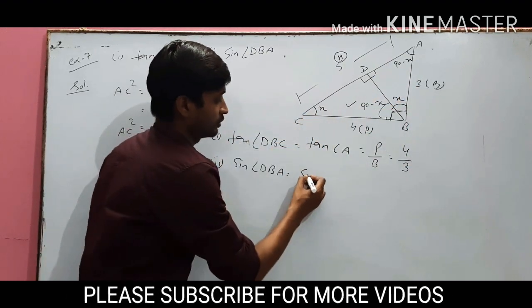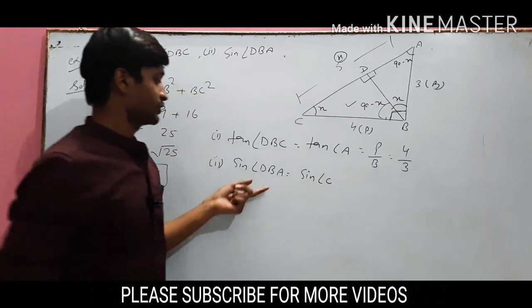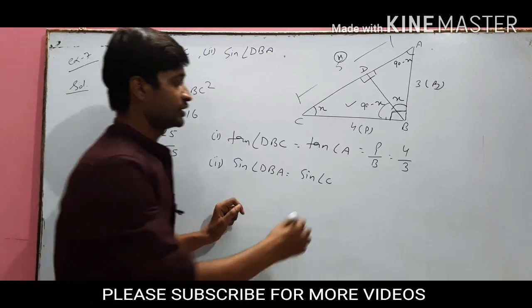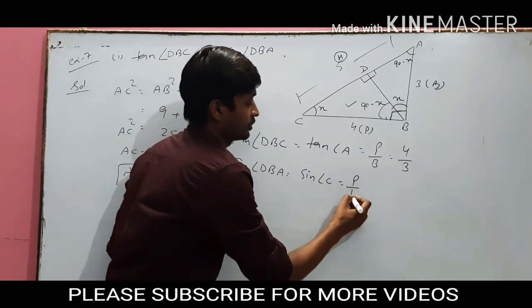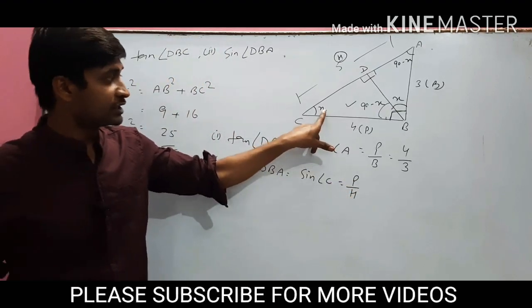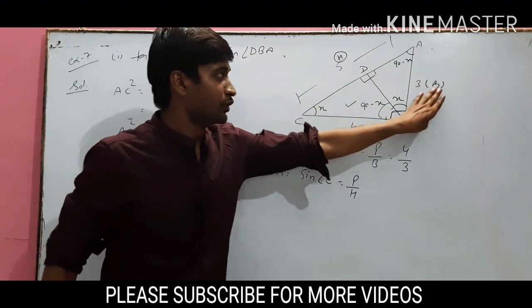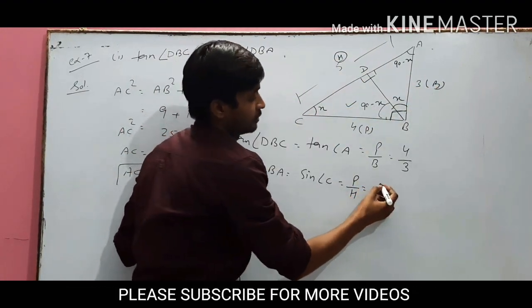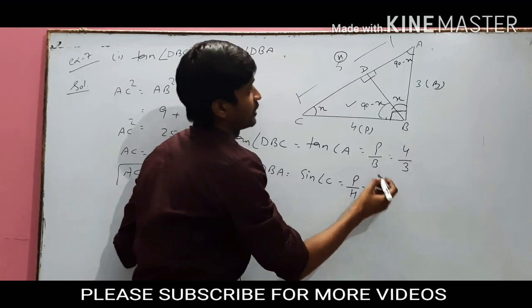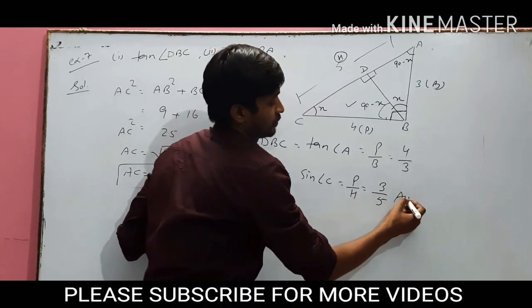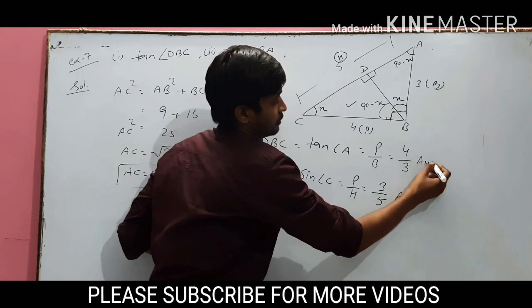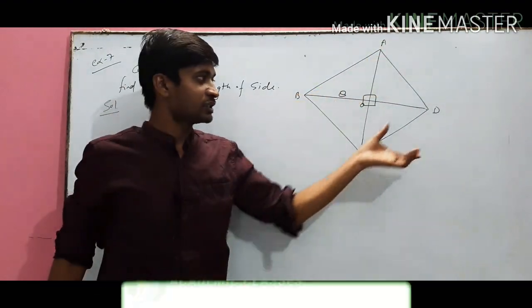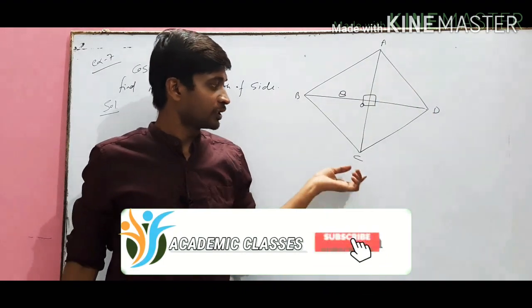Now we can put angle C instead of DBA, because this x and this also x, so angle C. For sine we know P upon H. I have told opposite side of the given angle is perpendicular. Now this will be perpendicular, this is H. So for sine, 3 perpendicular and H is 5. So the answer is 10. See, ABCD is a rhombus and we know the properties of a rhombus.